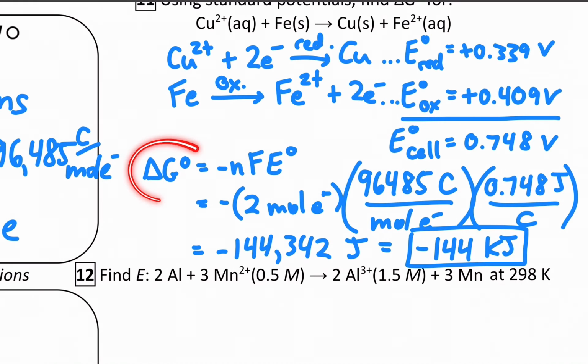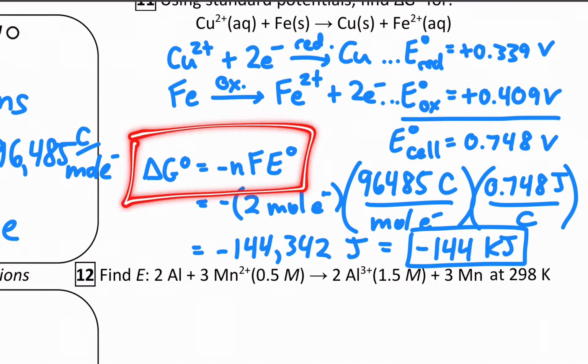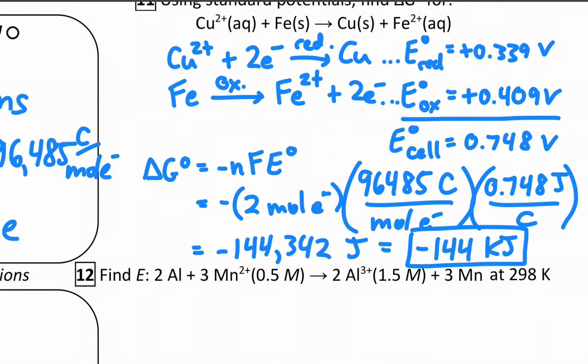Notice delta G is negative, so this reaction happens in the forward direction, and that's consistent with the fact that the potential is positive. And that's the main thing that this new equation tells us. A negative delta G goes with a positive electrochemical potential. And this is how we use Faraday's constant, just to change the potential into an actual voltage.